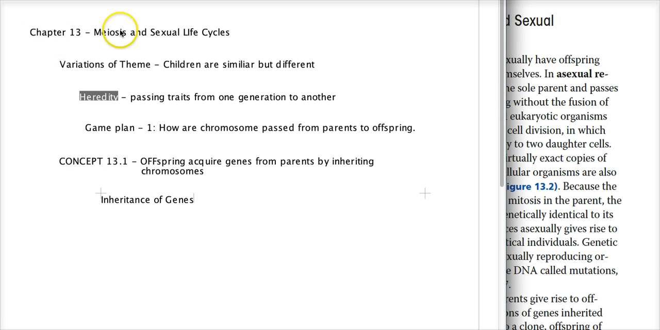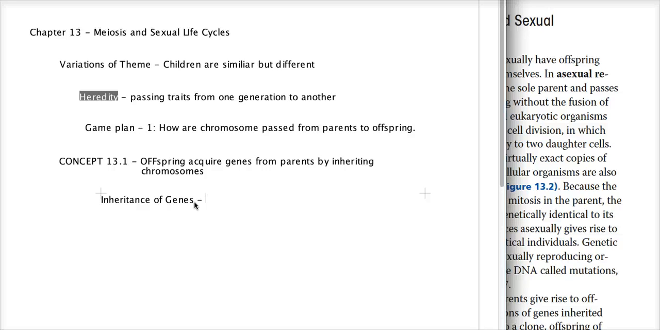Notice chapter 13 is all the way to the left. This is indented a little more, and this is under it, so inheritance of genes. Now what I'm going to do is go through the four paragraphs and try to put them in my own words. I shouldn't put more than three or four sentences. Maybe I need less, maybe a little bit more, but it should not be any more than that. So I'm going to have to really read this.